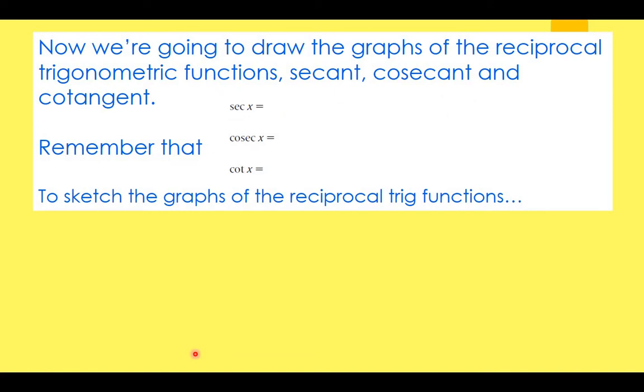So we're going to use that to help us with drawing our reciprocal trig functions. Remember which one is which, so look at the third letter. Sec, third letter C, so this is 1 over cos. And cosec is 1 over sine, and cot is 1 over tan, and because tan is sine over cos, the reciprocal of that would be cos over sine.